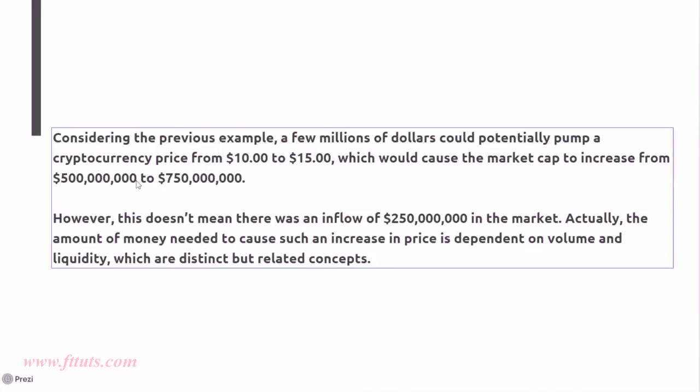Consider this example. A few $1 million could potentially pump a cryptocurrency price from $10 to $15, which would cause the market cap to increase from 500 million to 750 million. However, this doesn't mean that there is an inflow of 250 million into the market. Actually, the amount of money needed to cause such an increase in price is dependent on volume and liquidity, which are distinct but related concepts.